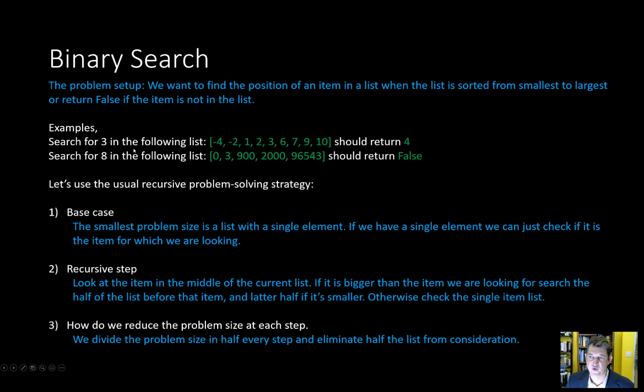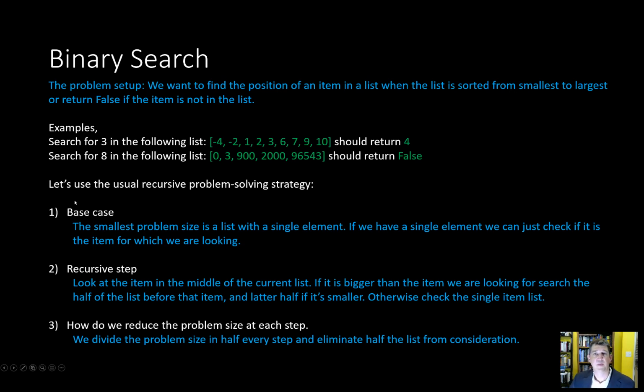All right, so here's a couple of examples. We could search for 3 in the following list, for example, and it should return 4 because, remember, 0, 1, 2, 3, 4 is the 4th position in the list, starting at 0. Search for 8 in the following list. 8 doesn't appear in this list, so we should return false.